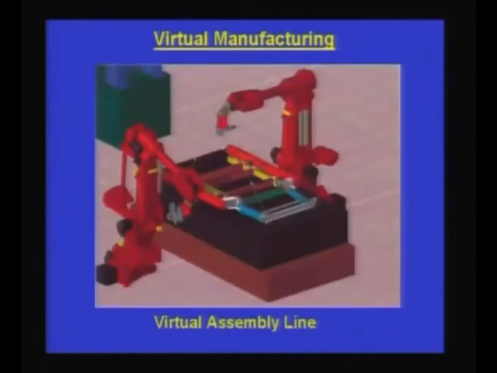Here is another example of virtual manufacturing applied to a virtual assembly line. Suppose I am manufacturing a part, let us say an automobile structural part, where I put together many components and they are assembled using a welding process, and I am using assembly robots, or you can say welding robots, to carry out this particular process.